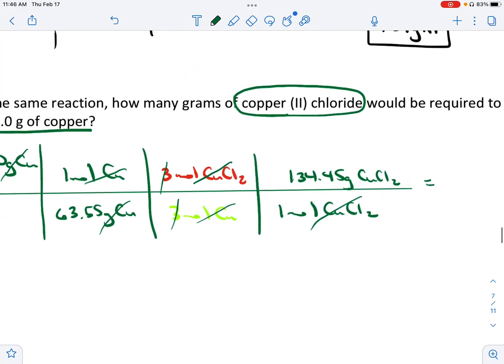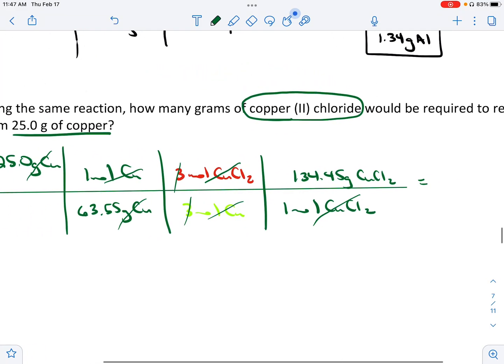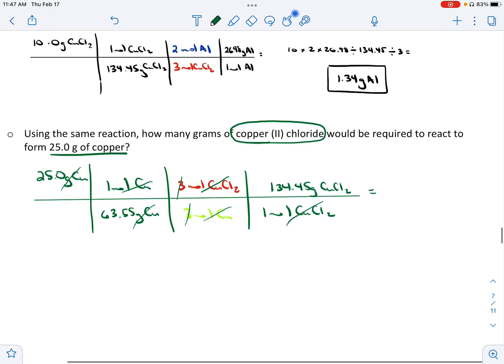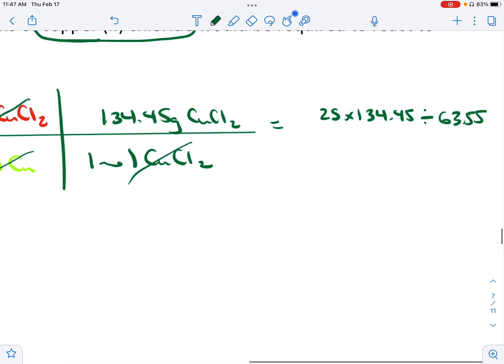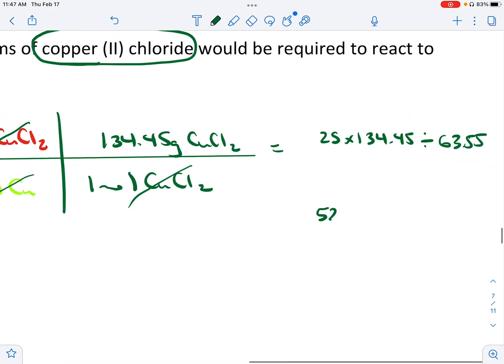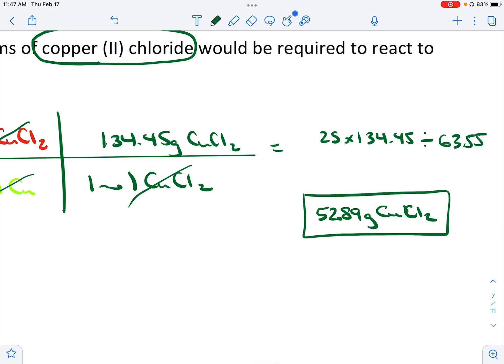Let's blow this up just a little bit. We're going to take 25 times 134.45 divided by 63.55. And that will be our answer because those threes canceled out. So 25 times 134.45 divided by 63.55. And our answer is going to be 52.89 grams of CuCl2. And there we have it. Awesome. See you on the next video.